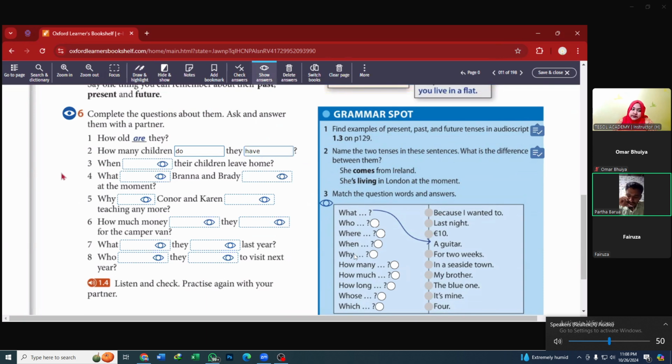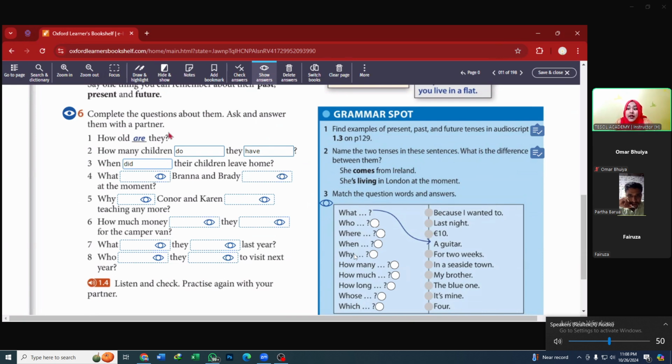Okay, Mr. Partho, number 3. When did their children leave home? Very good. When did their children leave home? Yes. So the fourth one: what dash Brenna and Brady dash at the moment? What does, what did... Brenna and Brady doing at the moment?